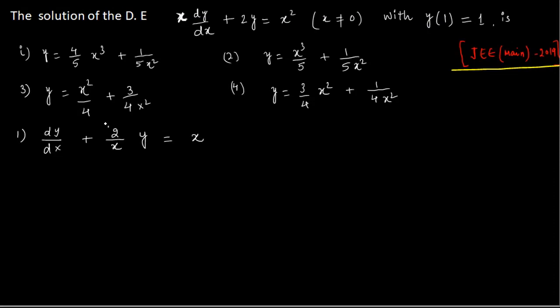Now p is obviously 2 over x. So what is our integrating factor? Our integrating factor is e raised to the power integral of 2 over x dx, which becomes e raised to the power ln x square, which is simply x square.